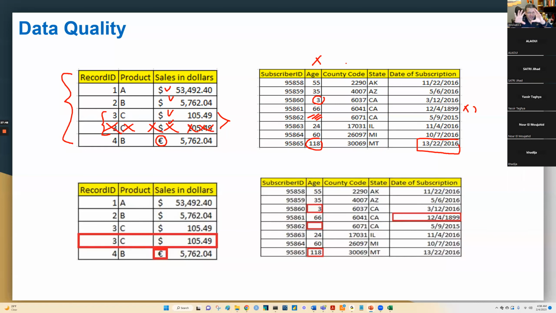Just focus a little on the data. It's not logical that a 3-year-old person can be a subscriber, and it is the same for a 118-year-old person. Yes, thank you so much.